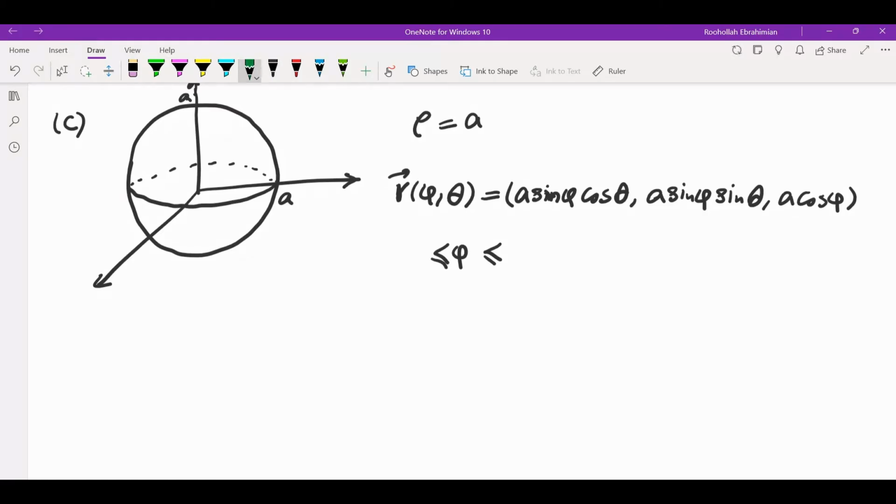Since it is a full sphere, phi goes from the top, which is 0, to the bottom, which is pi. So limits of phi are 0 and pi, and limits of theta are from 0 to 2 pi. So this is the parameterization for this surface.